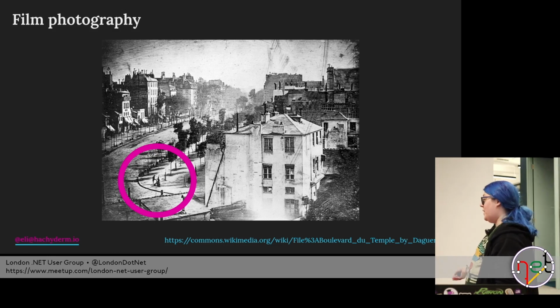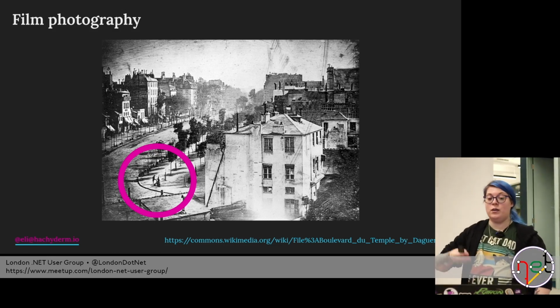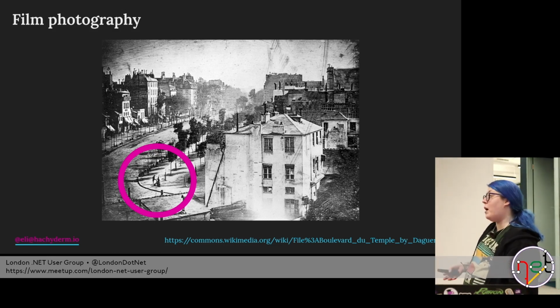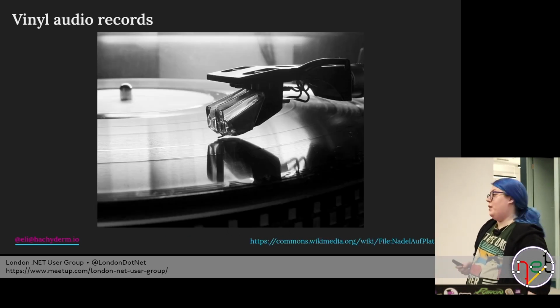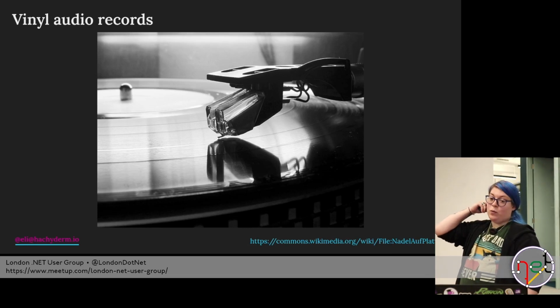Film photography obviously has continued to progress as a discipline. Daguerreotypes were superseded by collodion photographs, and we've got better photosensitive substances and development processes on and on into the present day. Right, final audio records.